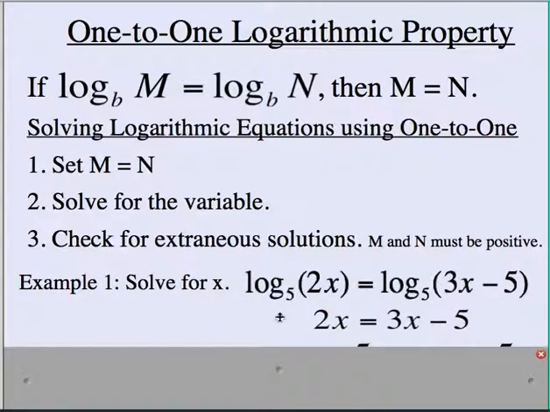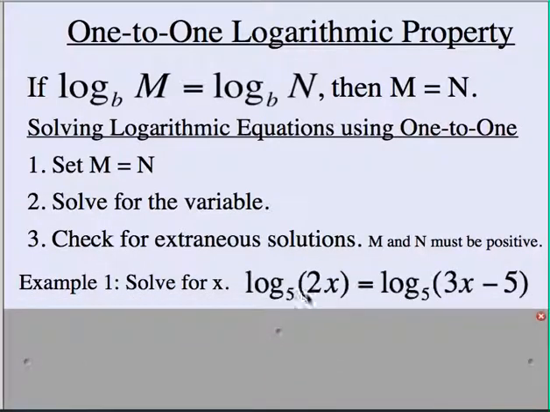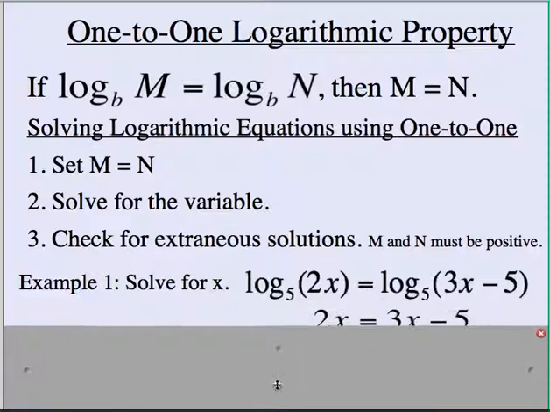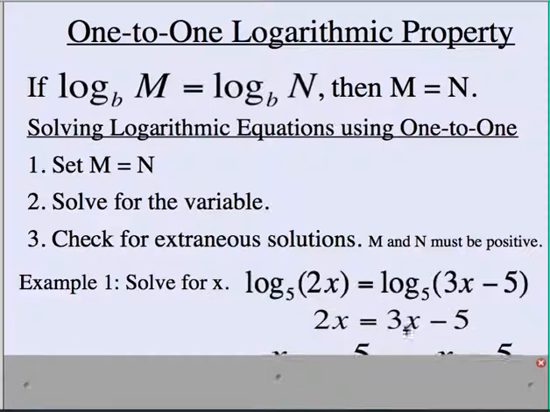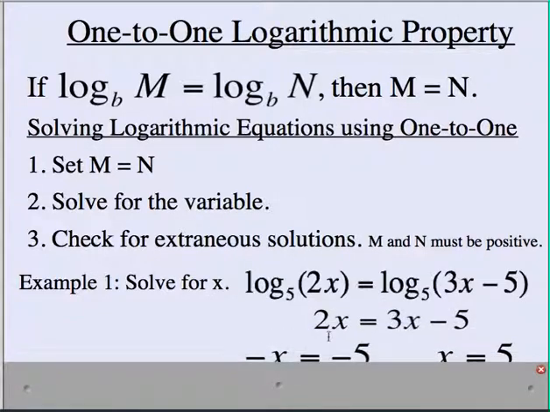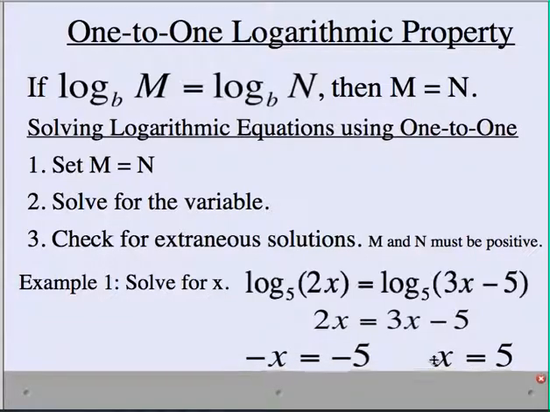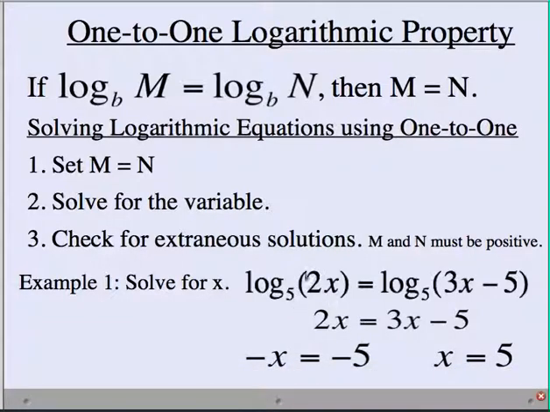So in my first example, I have log base 5 of 2x equals log base 5 of 3x minus 5. My bases are the same on both sides, so I'm going to go ahead and set them equal to one another. 2x equals 3x minus 5, bring the 3x over, and then I get negative x equals negative 5, and x equals 5. So when I plug that back into my original equation, I get log base 5 of 10, and then 15 minus 5 is also 10, so that's positive. My only solution is 5, and that works. I don't have any extraneous solutions to worry about.